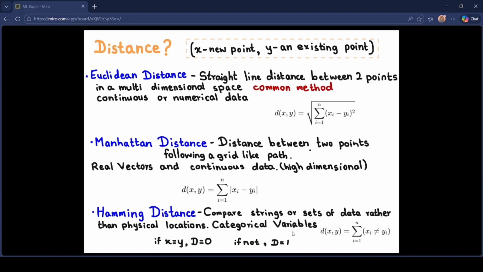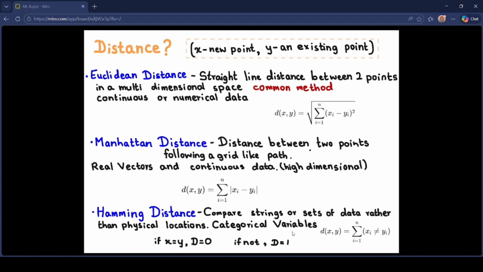And the next is the Manhattan distance. This technique is used when the data points follow a grid-like path, so mostly when we are working with vector data, high dimensional data like vectors.